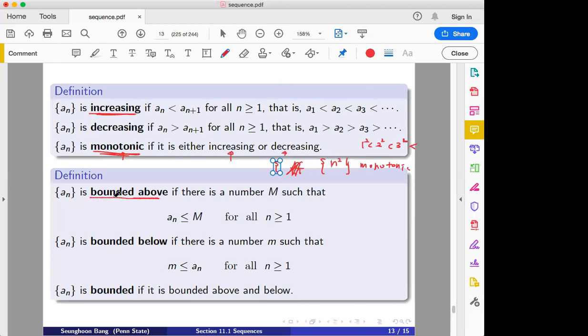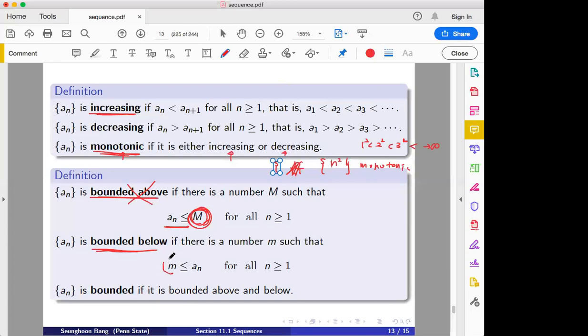So is it bounded above or not? Do you have a number M such that a_n is less than or equal to M? Is it possible? No, we don't have it. This sequence is increasing until going to what? Infinity. We don't have this kind of number, so it is not bounded above.